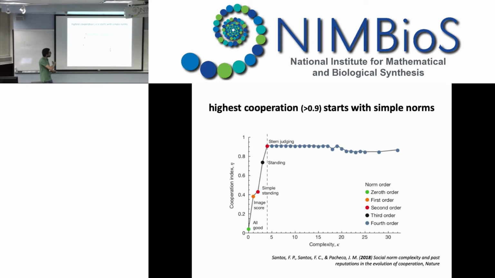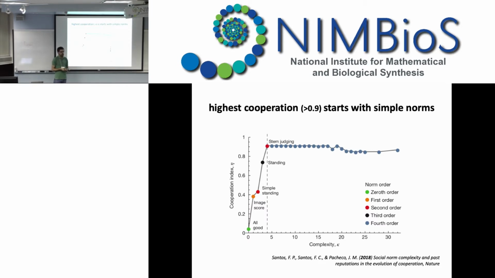So if we repeat this for all possible norms that we have, all thousands of norms, then we can classify these norms in terms of their complexity and in terms of the cooperation that they allow for. Here, what I'm showing you on the horizontal axis is the complexity levels, and on the vertical axis we have cooperation rates. This plot is showing for each level of complexity what's the maximal cooperation that we can obtain.